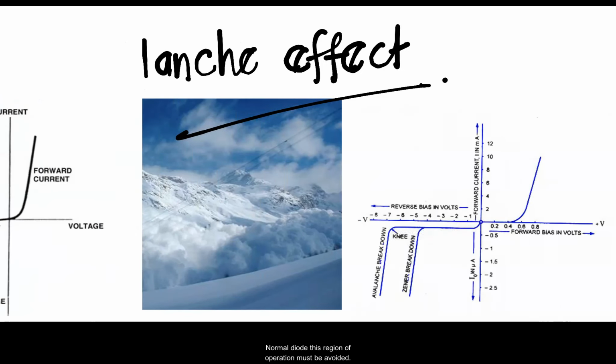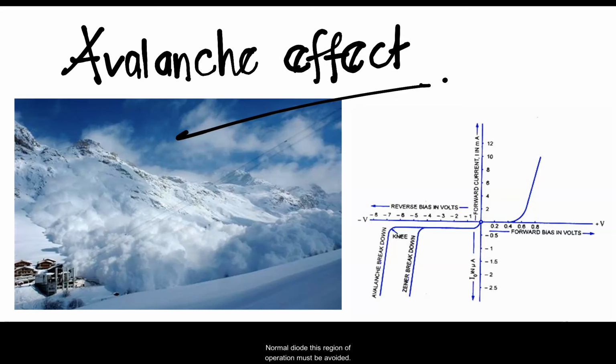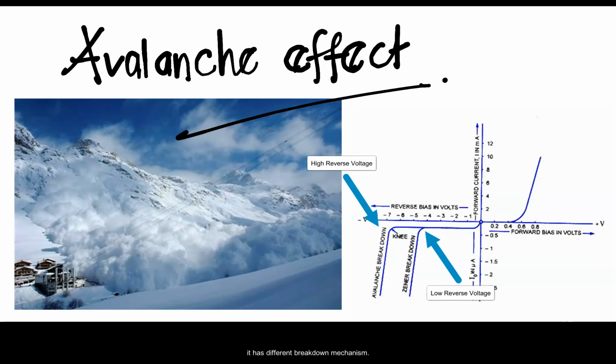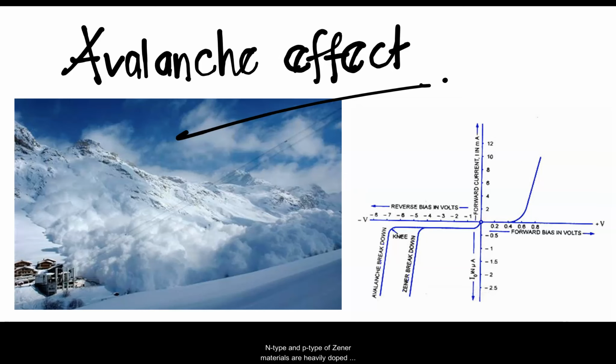For a normal diode, this region of operation must be avoided. Zener Diode can work in the reverse bias region because it has a different breakdown mechanism. Zener breakdown occurs at a relatively lower reverse voltage than the avalanche breakdown voltage. Unlike the normal diode, the N-type and P-type materials of the Zener are heavily doped, which results in a narrower depletion layer.